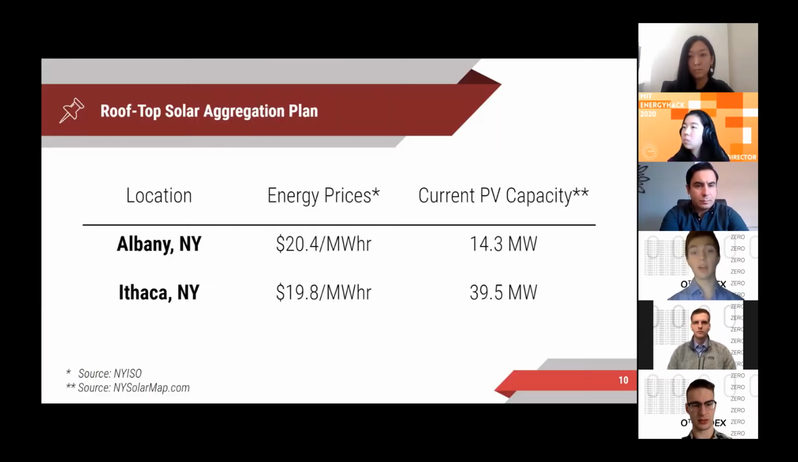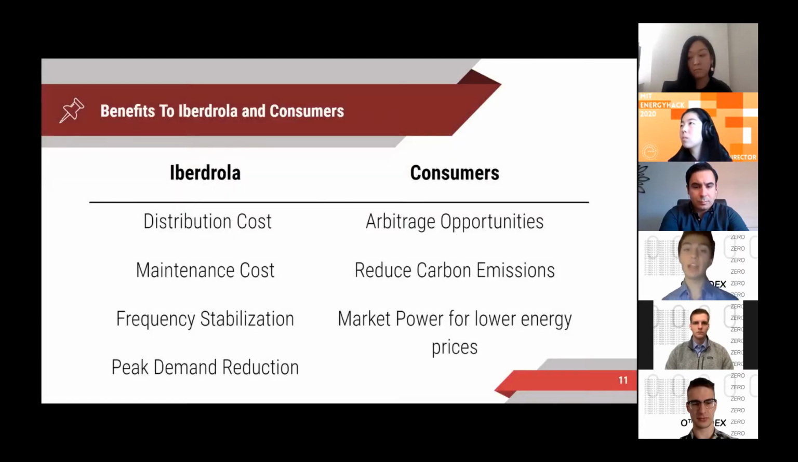We have identified two locations in upstate New York that would benefit the most from DER aggregation: Albany and Ithaca, New York. These areas both have relatively high average energy prices and currently hold large amounts of rooftop solar. Aggregating DERs in these areas can provide benefits to both Iberdrola and consumers. With lower costs, grid stability, and reduced carbon emissions, DER aggregation is a win-win.